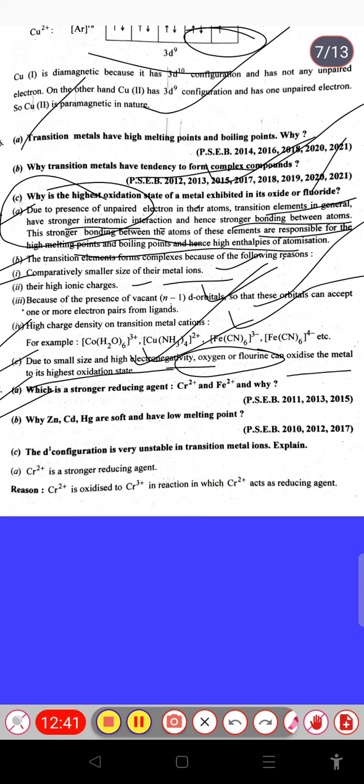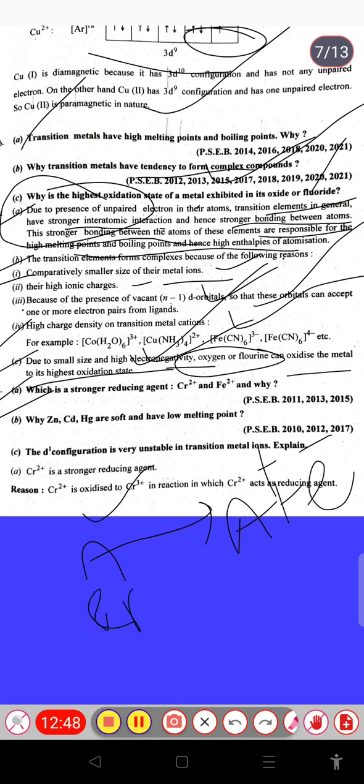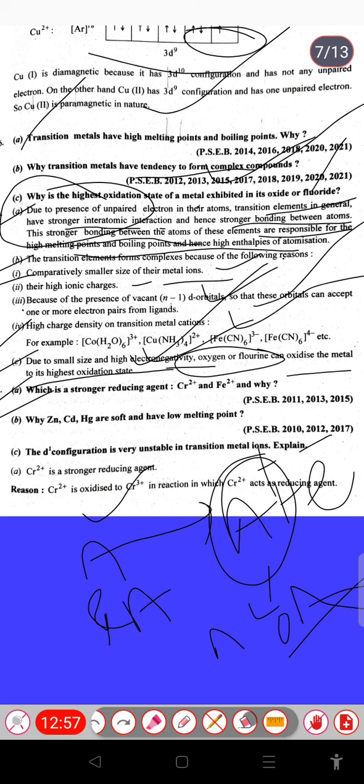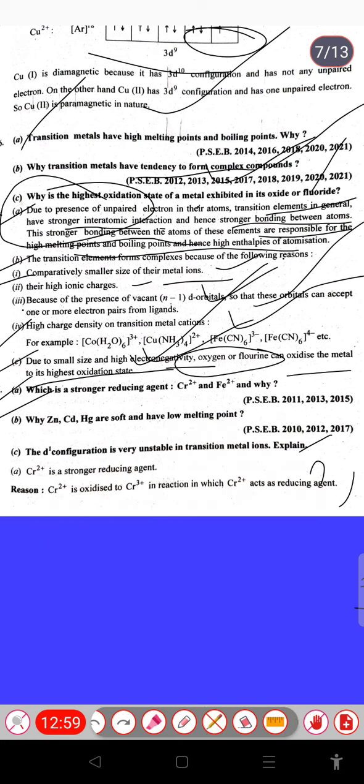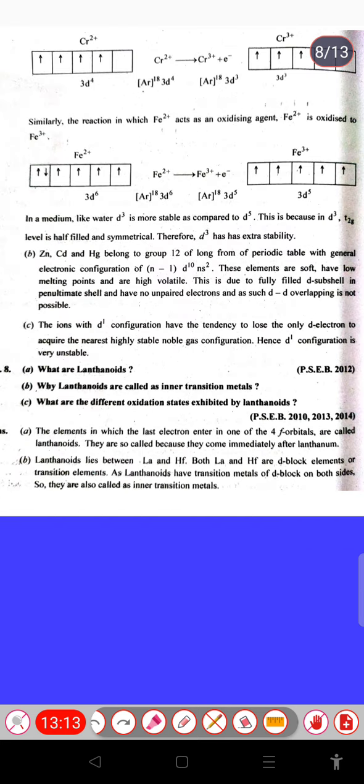As we know, the element which shows oxidation will act as a reducing agent, and where the reduction occurs, that will act as an oxidizing agent. So this is the phenomenon from the plus one chapter, redox reaction. Starting from the first question, chromium 2+ is the stronger reducing agent. Chromium 2+ is oxidized to chromium 3+ in the reaction in which chromium 2+ is a reducing agent. So let's show it with a diagram.